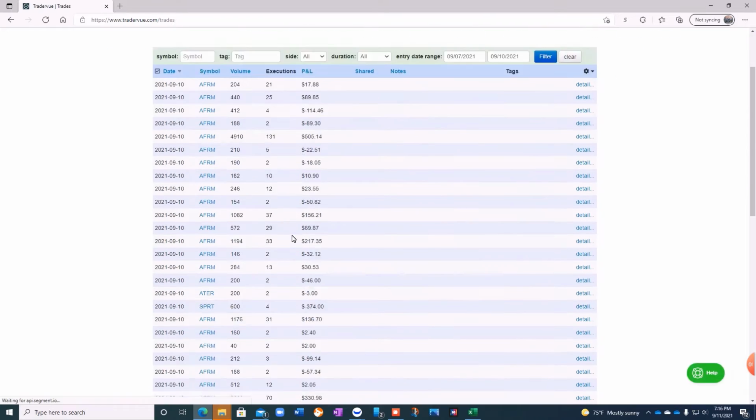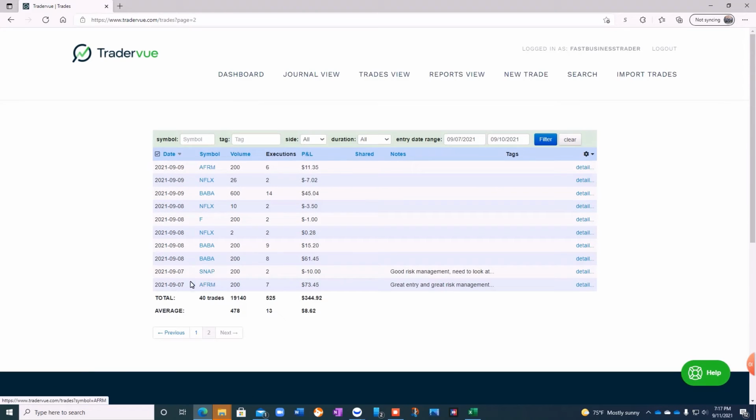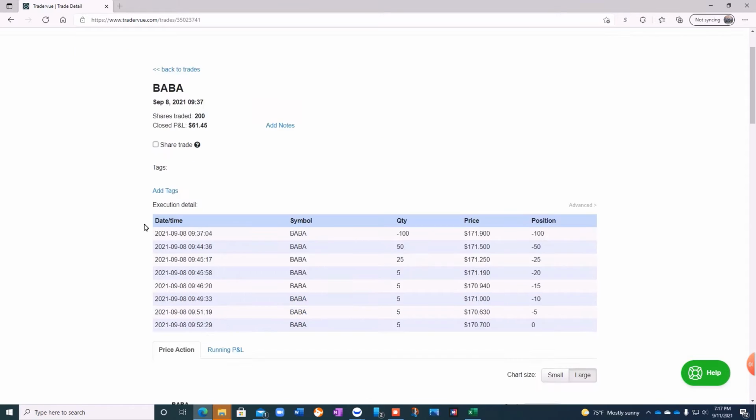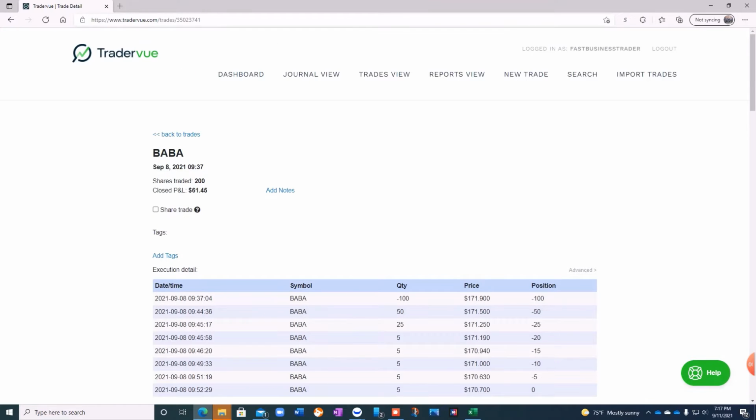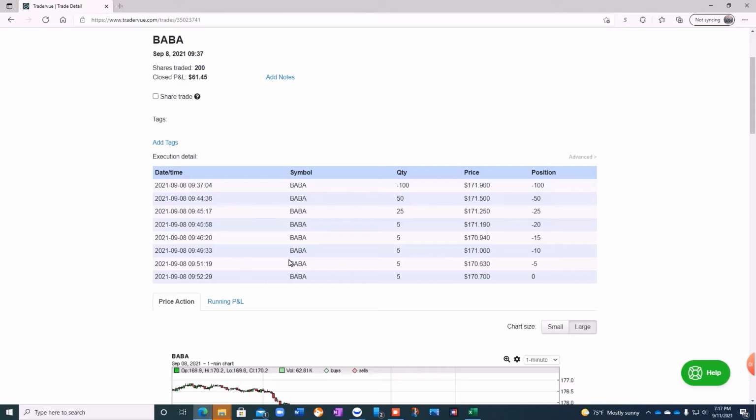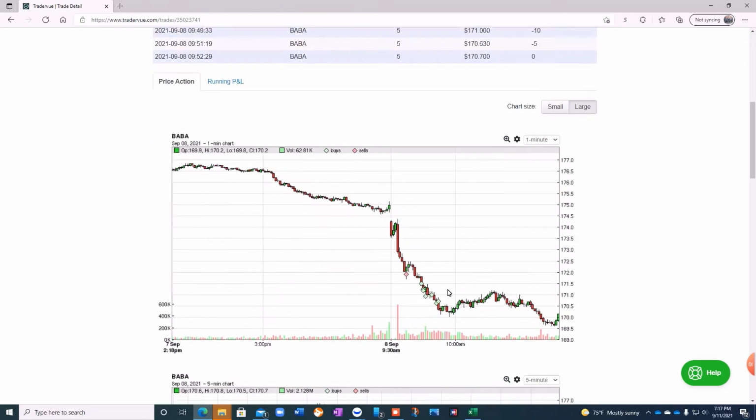Alright, so I believe that was the only two trades I took on the 7th, and then on the 8th I took BABA here for a $61 win. I shorted at 171.90, and I bought half at 50, and I bought a quarter at 25, and I held the rest and just distributed 19, 94, 71, 63, and 70.